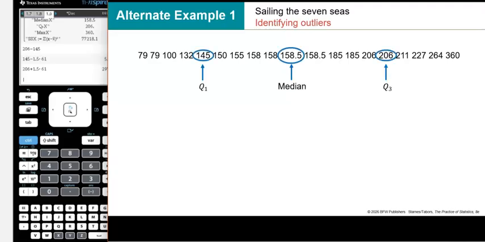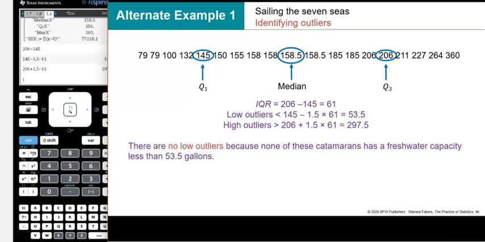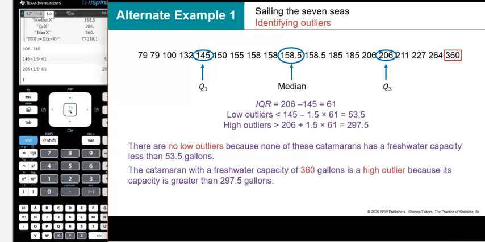So they did it the old-fashioned way: put them in order, found the median, then looked at all those numbers to the right and left of the median, and found the IQR, and found the upper and lower fence. There are no low outliers. There is one upper outlier because it's bigger than 297.5. It's 360, so it's a high outlier.